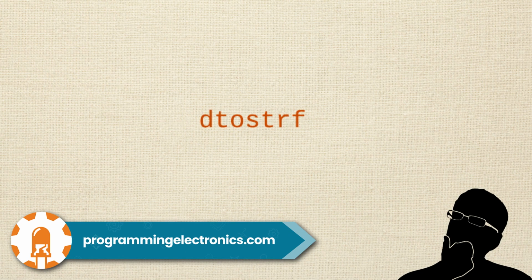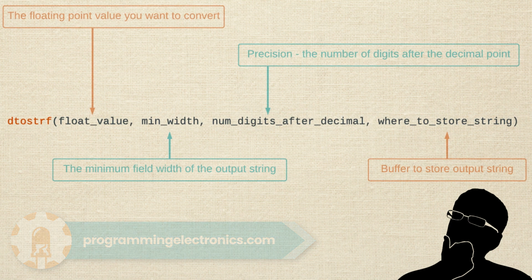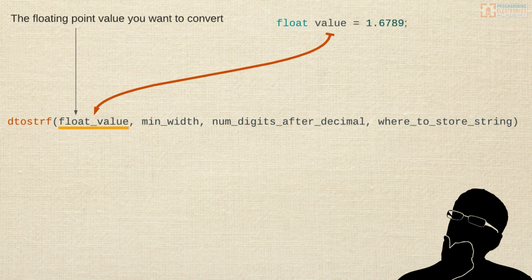All right, let's just jump straight into this. Here is the dtostrf function, and here are the parameters it expects. There are 4 different parameters. The first one is the floating point number that you want to convert into a string. That's easy enough. So if you have a variable named value and it's like 1.6789, this is where you're going to put that variable.